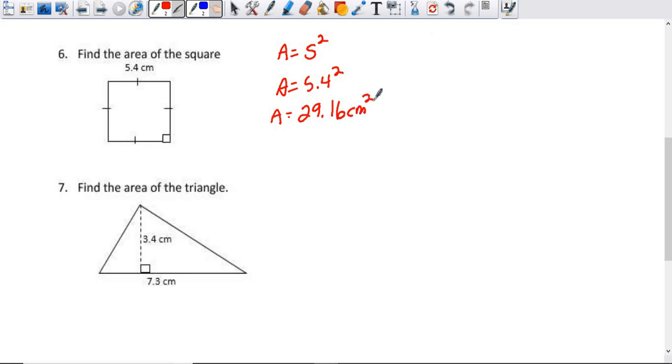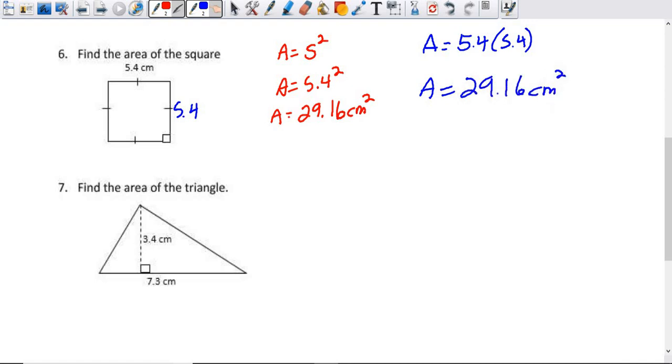All right? Now, the other way to do it is to treat it like a rectangle because we know a square is a rectangle, right? Or a parallelogram. So we would just take the base, which is 5.4. We would take the height, which is also 5.4 because both of these sides are going to be the same, and then multiply them, and you would still end up getting 29.16 centimeters squared. Either way works. Most people forget the area of a square formula, so we just use the area of a rectangle formula. Last but not least, we have the area of a triangle.